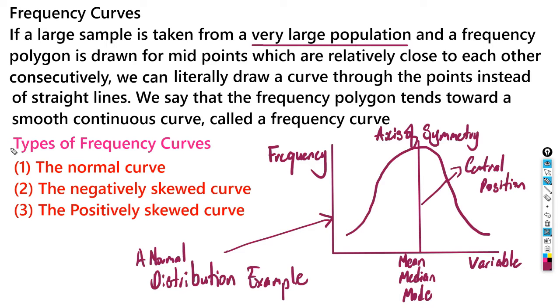The types of frequency curves that we're going to look at are the normal curve, the negatively skewed curve, and the positively skewed curve. Here we're looking at a normal distribution example, and the median and the mode are the same for a normal distribution. You always plot frequency against the variable, so frequency is on the y-axis and the variable on the x-axis. This line here is considered the central position, and the top here is called the axis of symmetry, right?